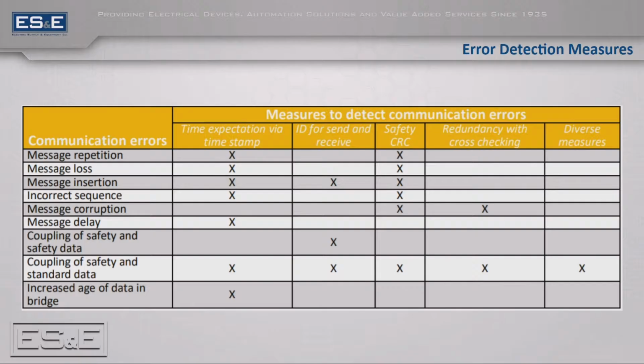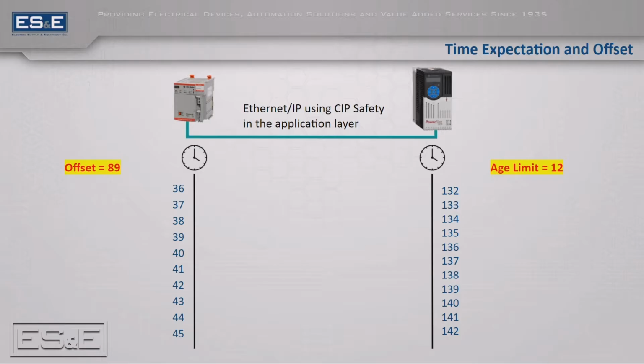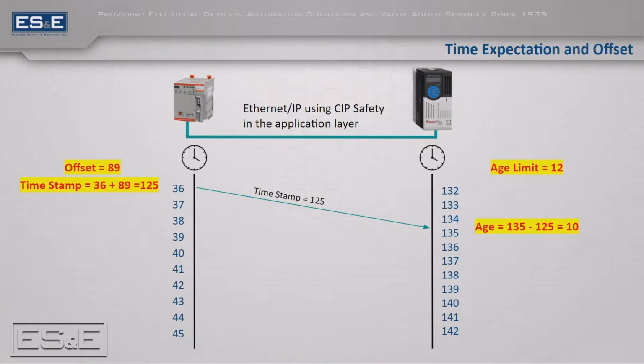So let's take a closer look at a timestamp and time expectation. When a data link is first established between two devices, there is a network offset that's determined via a ping. That offset is used by the end device to create a timestamp so that when that packet of information reaches the target device, it can say, hey, how old is this information? When was it supposed to be sent? When did it arrive? And it can determine the age of the information.